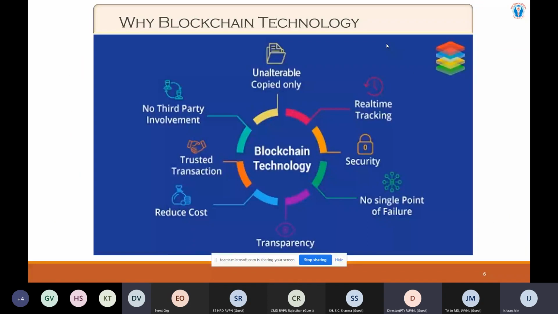Why blockchain technology? Blockchain technology is definitely required because there is no third party involvement. You can have the transaction between two peers, between two organizations, or directly to the grid. In that case, if there is no third party involvement, you will definitely reduce the cost.